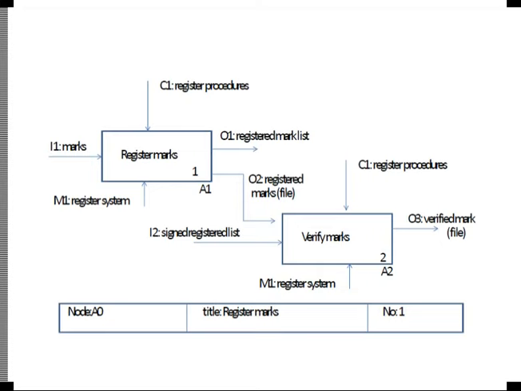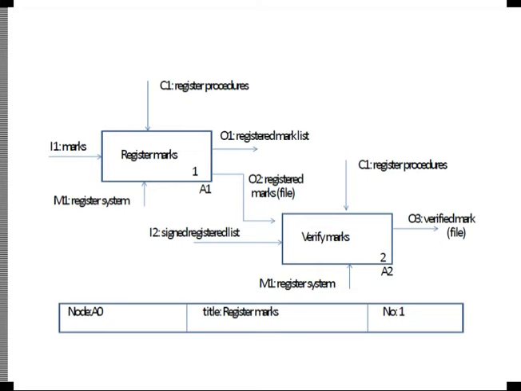Let's now have a look at the relationship between this activity and this one. First of all, before we do that, make sure that you understand that one of the outputs, that is why it's called O1, output 1, is a registered marked list. In this case, it's put away as a list in a file in the computer, but it's output. It is the result of registering the marks.